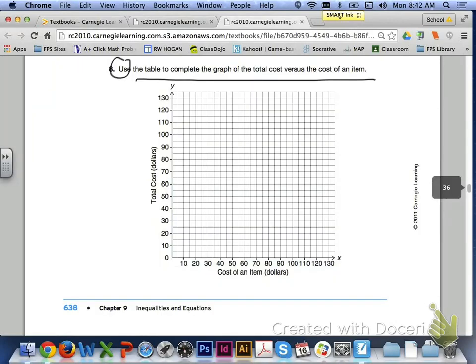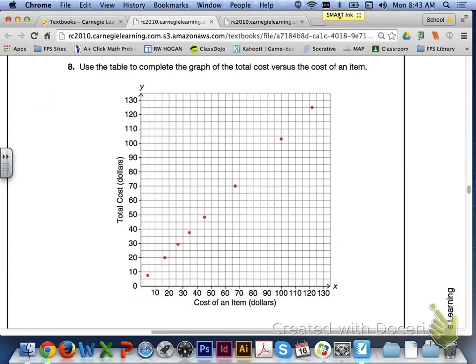If we take a look at number 8 then, it asks us to use the table that we just completed in order to complete the graph of the total cost versus the cost of an item. So go ahead and fill out the graph for number 8. And here is what your graph should look like for number 8 once you take all the information from the table and plot the points on the graph.